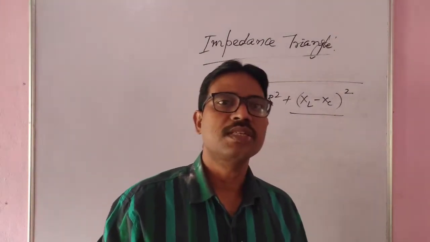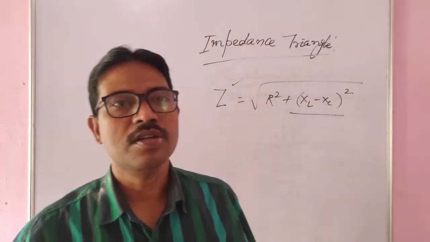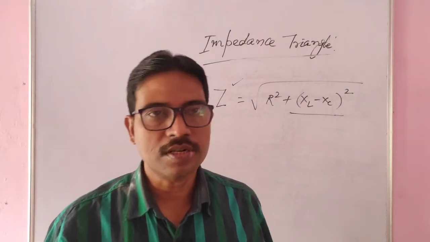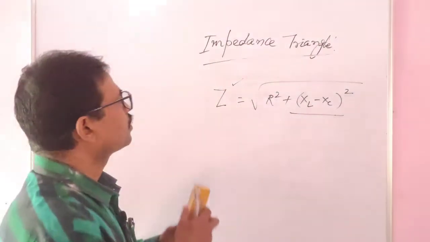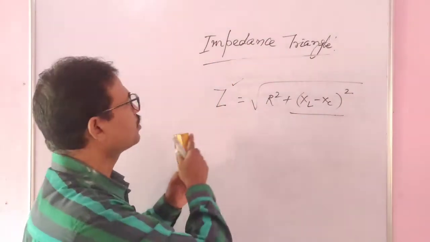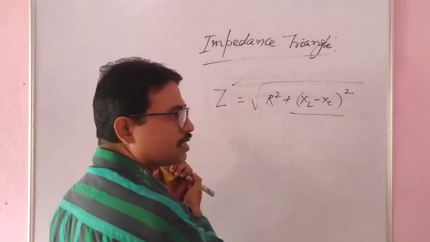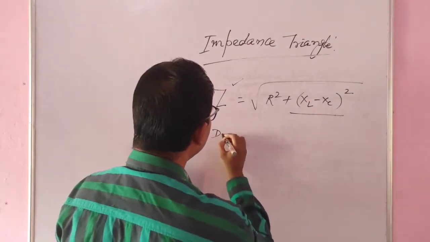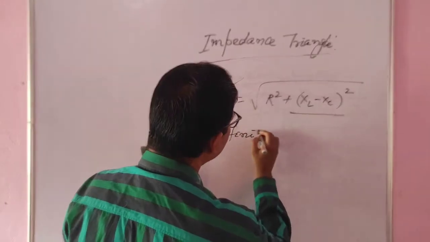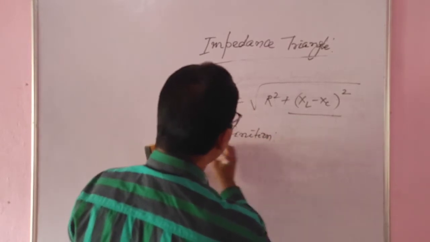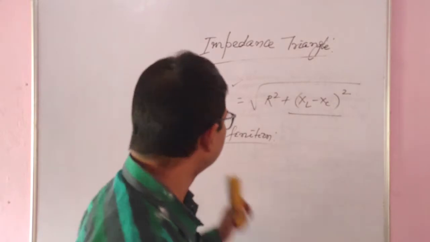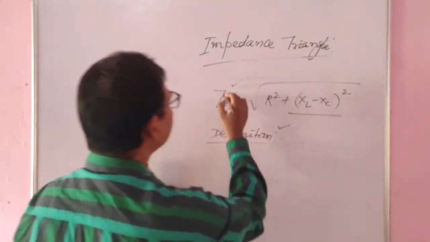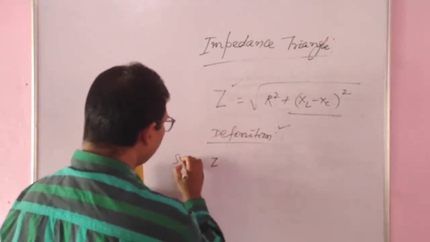The impedance means it is the opposition offered by the RLC circuit to alternating current. So you can say the opposition by the RLC circuit. But first is the definition. What is the definition? The definition is the net effective opposition by the RLC circuit to alternating current. That is the definition. Symbolically, it is represented by a symbol.